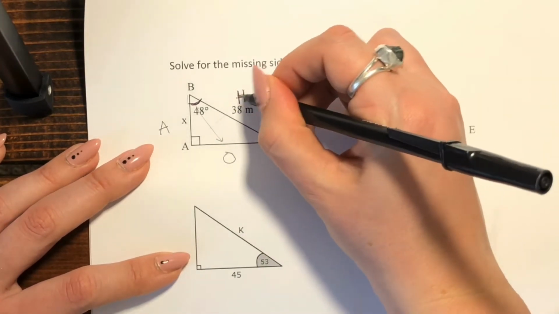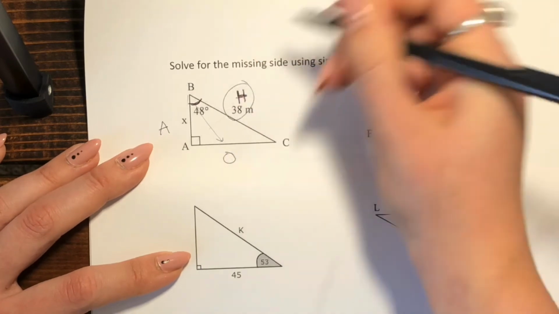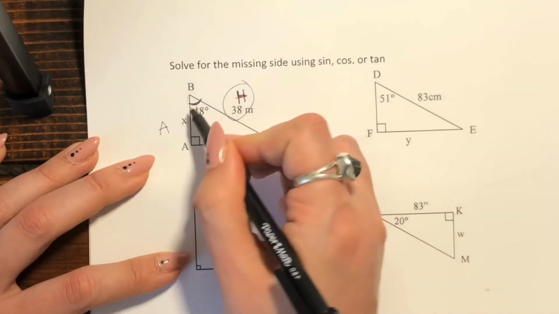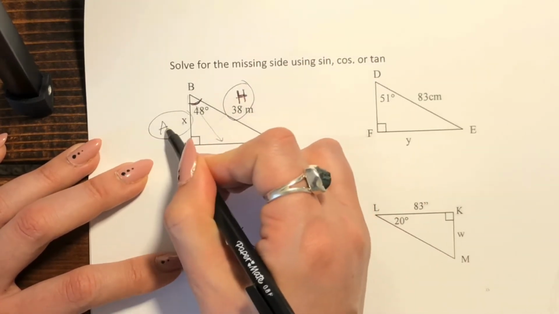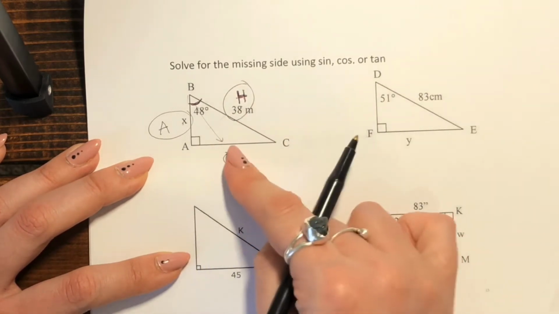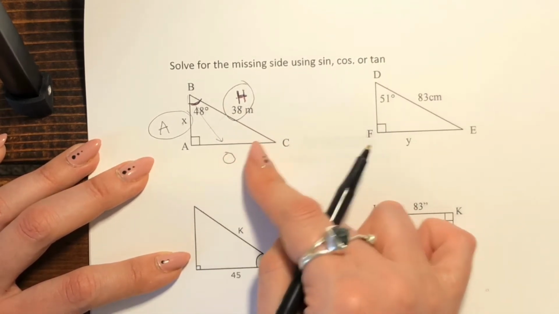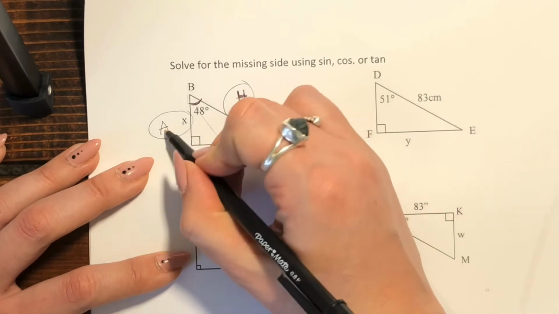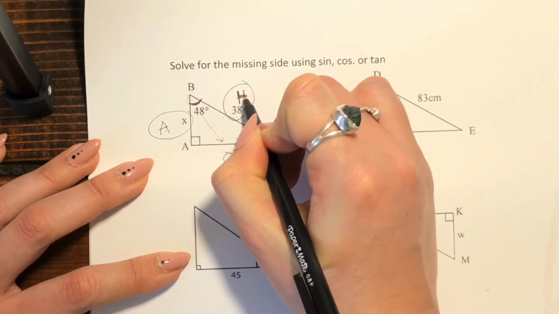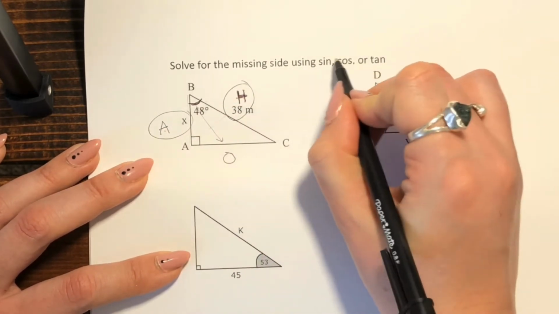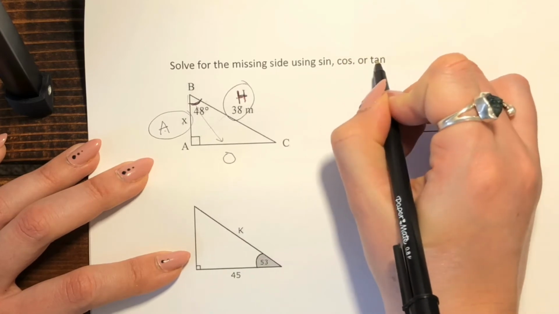Now we want to look at the numbers they gave us. They gave us 38, which is our hypotenuse. And they want us to find x over here, which is our adjacent side. We don't really care about the opposite side at all right now. There's nothing for us over here. So they gave us A and H. So now I need to think which of these uses A and H.